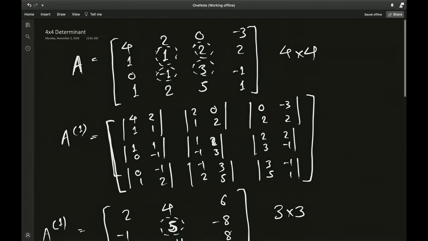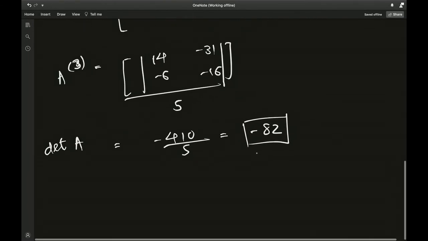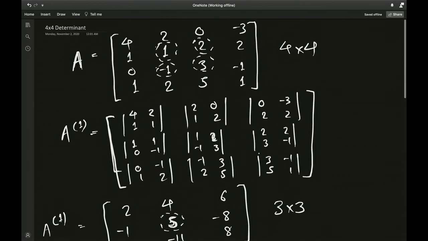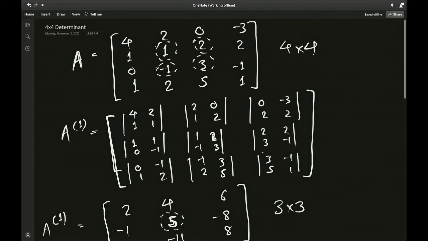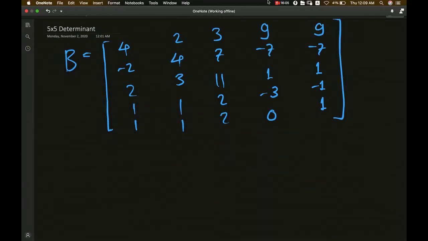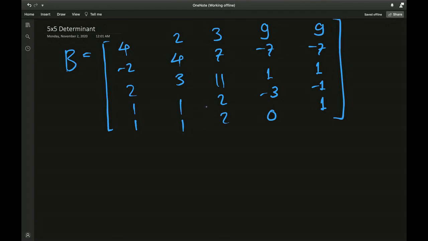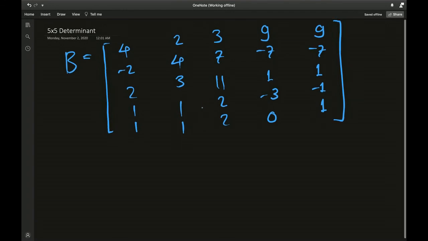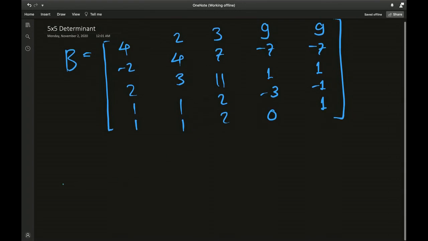But fine, 4x4 is still doable, maybe, using your Laplace method. Let's do a 5x5. Let's actually grow up. See you on a fresh page. So I have in front of me a terrible beast, a 5x5 matrix that I happen to call B. Again, just slow and steady wins the race.